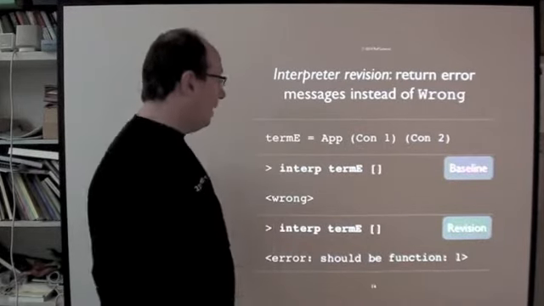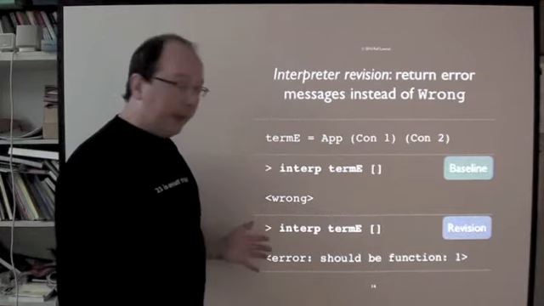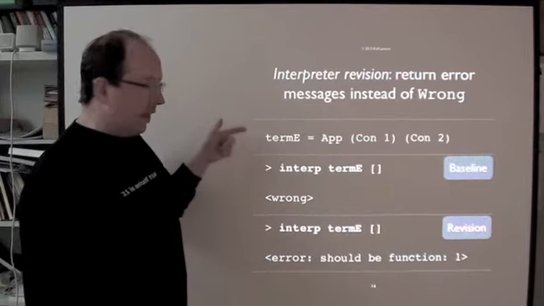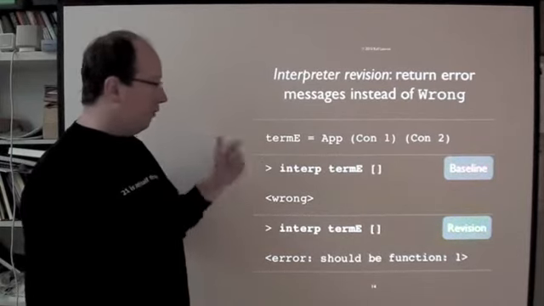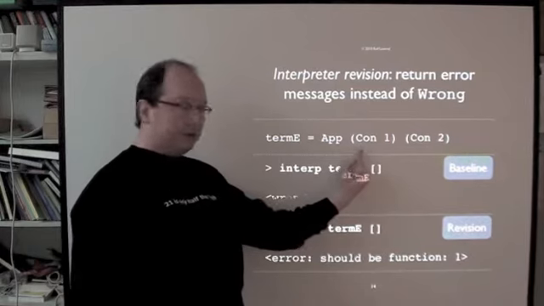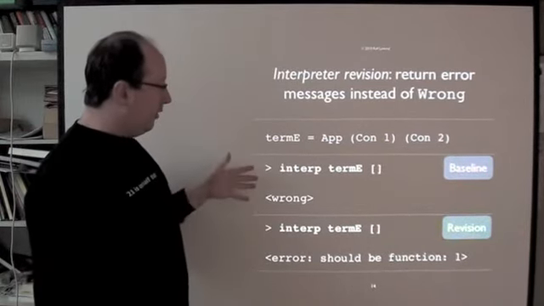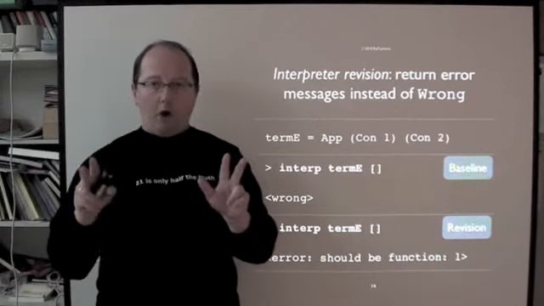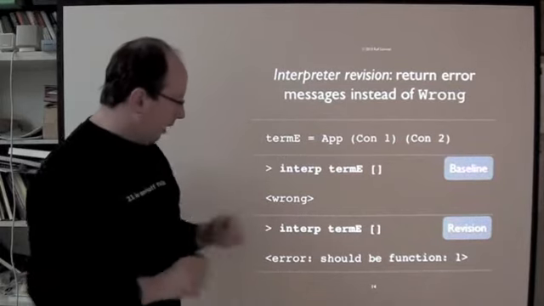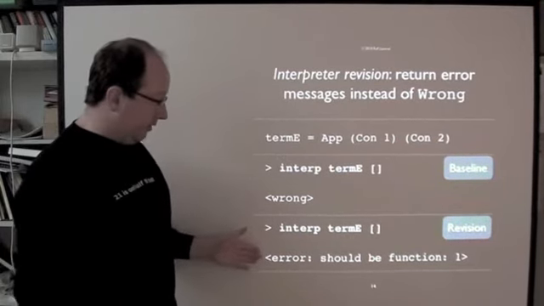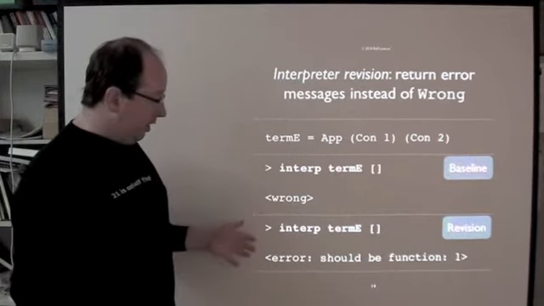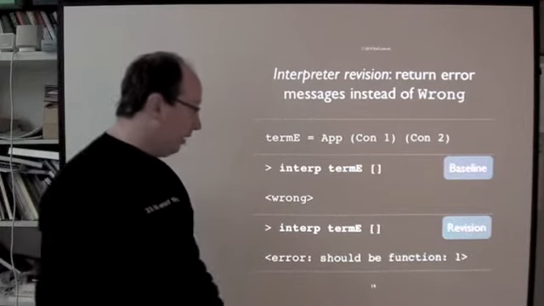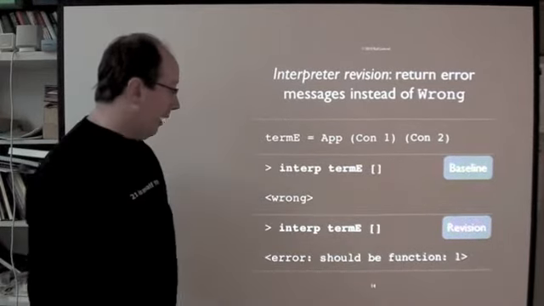Let's start with error messages. So I compare the baseline behavior with the expected behavior. So this is the term that we use. It has an error insofar that we try to apply a constant to a constant. Right? So if we run this term on the baseline interpreter, well, it just says wrong. Okay, so it signals a problem, but we would like to have such an error message instead. So this is the revision we want to achieve. That the error message says, hey, this should be a function, and what should be the function? Well, the first argument here, which is 1, right?